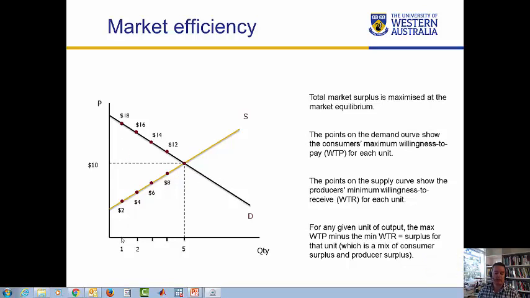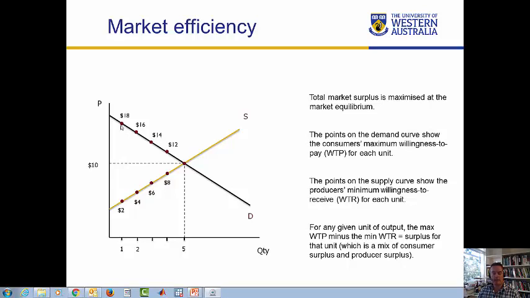So with the demand curve, at the first unit we've got a price, or a value on the demand curve, of $18. What that actually means is that the maximum willingness to pay of a consumer in this market for the first unit is $18. That is the maximum amount they would be willing to pay. The fact is they won't have to pay that because the market price is $10, so they'll only actually pay $10, but they are willing to pay $18.